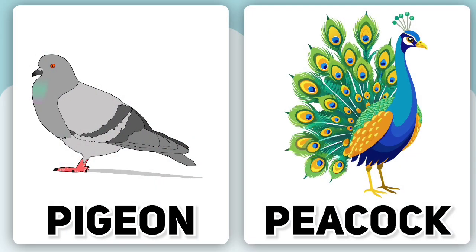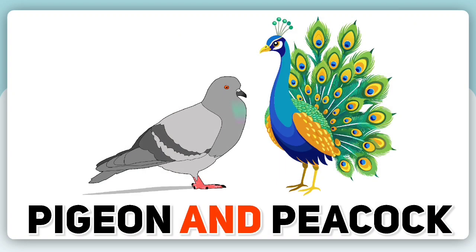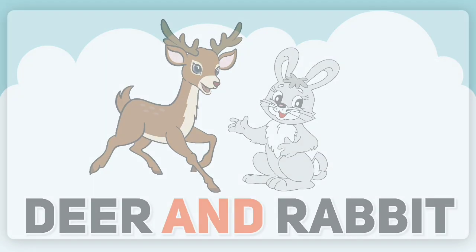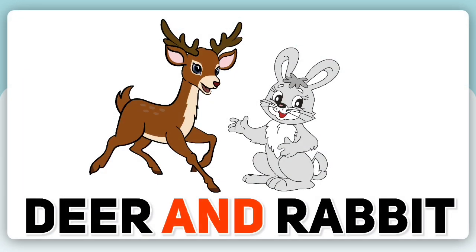We have two words, pigeon, peacock. When we join them, we say pigeon and peacock. We have two words, deer, rabbit. When we join them, we say deer and rabbit.